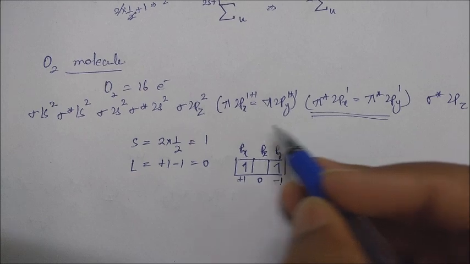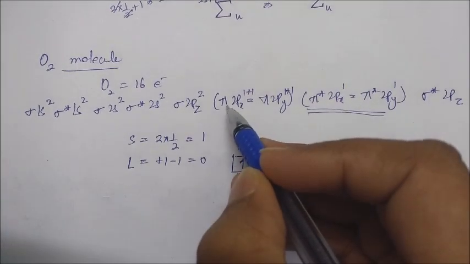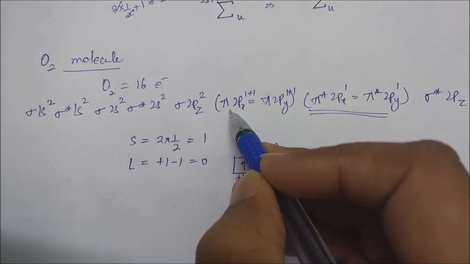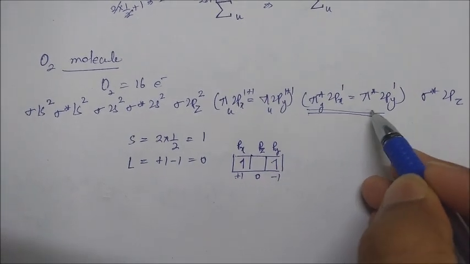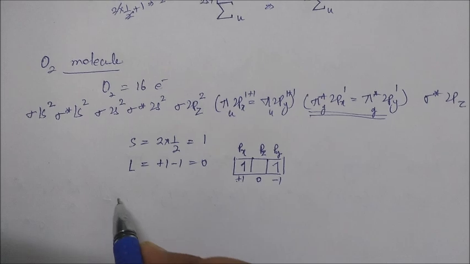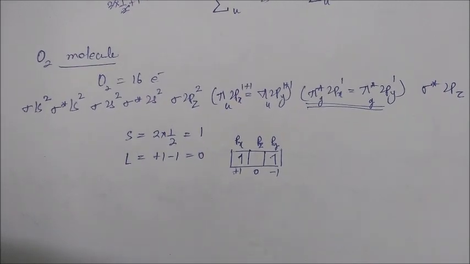And as I have told you, the pi orbitals, when they are bonding they are ungerade, but when they are anti-bonding they are gerade. So that I have told you. So here we have to see that thing, so let's do that.